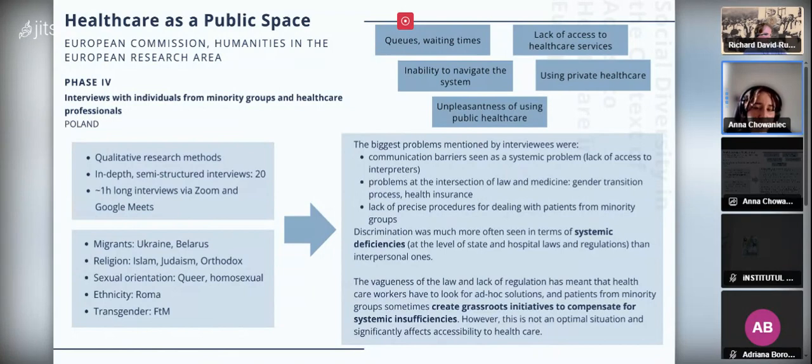So, as we found from the national regulations and from the documents sent by the hospitals, there's just a general lack of procedures. And as such, discrimination was much more often seen in terms of systemic deficiencies at the level of state and hospital laws and regulations, rather than interpersonal ones. Which goes back also to this cultural and social context where all these things happen. And as I stated, what they also shared with us is that this lack of regulation, lack of law, meant that healthcare workers had to look for ad hoc solutions for patients from minority groups, often creating very grassroots initiatives to compensate for those insufficiencies, which is not optimal, of course.